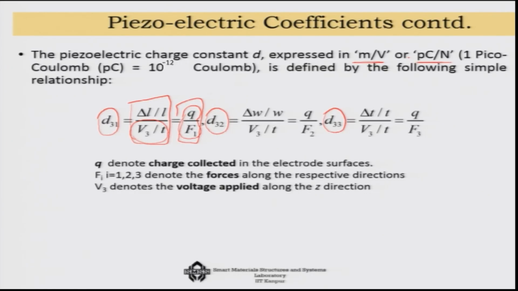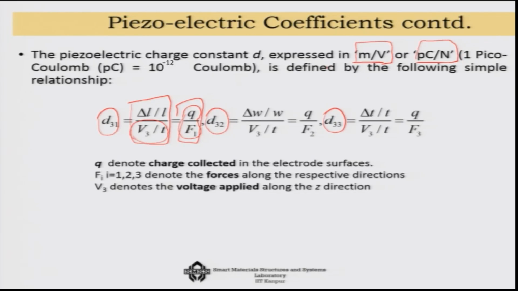The constant itself is telling us that in one case force is generating the charge, that is the picocoulomb per Newton part. That is where we use it as a sensor, and in another case the voltage is developing the deflection in the system.